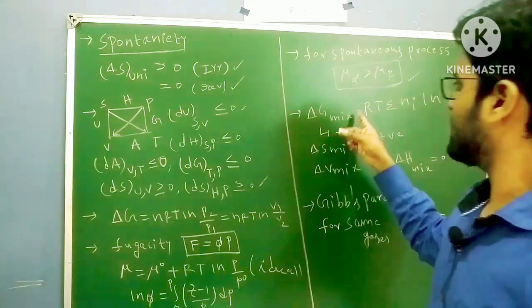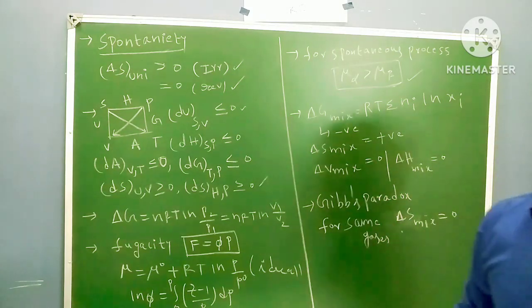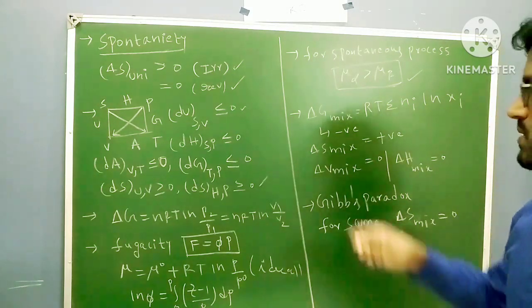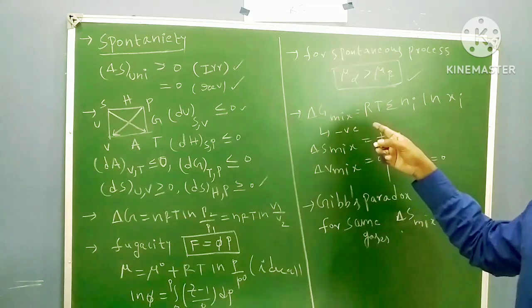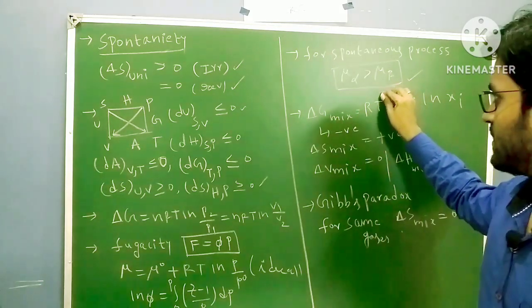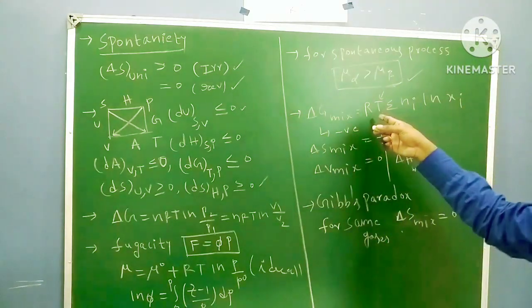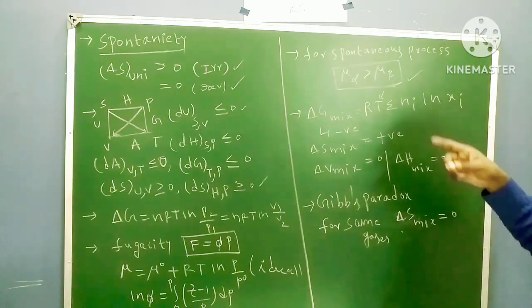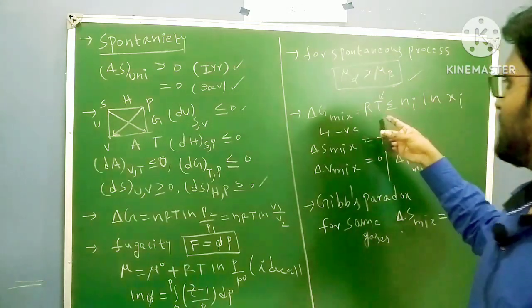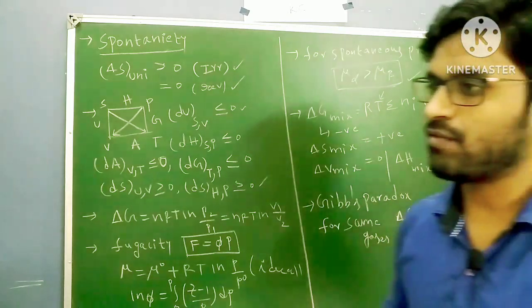Next one, delta G mix. This is also very, very important. Gibbs free energy of mixing. I have already discussed the entropy of mixing. This formula is the Gibbs free energy of mixing. Here the minus is not there, and T is extra if you compare with entropy of mixing. So delta G mix equal to RT summation of Ni ln Xi, or in log, 2.303 RT summation of Ni log Xi. Again, mole fraction equal to number of moles by total number of moles.